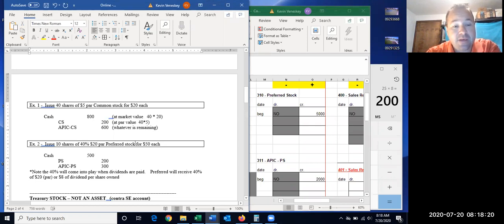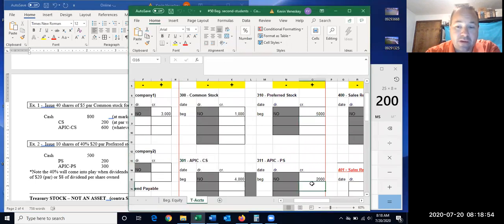But how we journalize this: we take the 10 shares and how much they're valued at, and what the investors are paying us. They're paying us the $500, 50 times 10. And then the preferred stock, just like common, is listed at its par value. So 20 times 10 shares, 200. And then the additional paid in capital is whatever's left to get the debits to equal the credits. And then we would put these over here in their two accounts, the 200 and the 300.